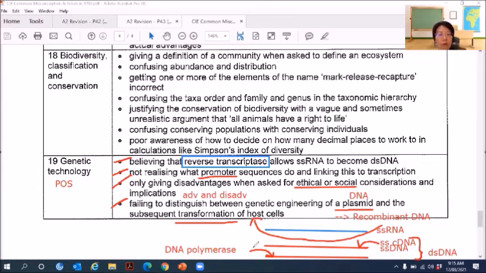So you need to know, okay, for each step, what is the name given for the step and what does it mean? So basically, I think these are the common mistakes among students.